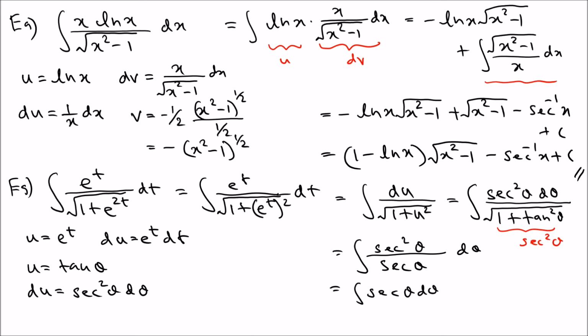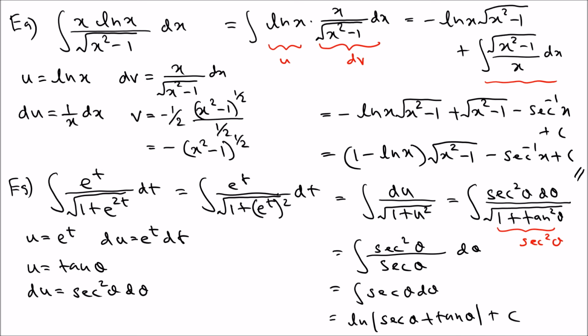So the integral of secant is simply natural log of secant theta plus tan theta, plus c. So what you can do is substitute for those two now.